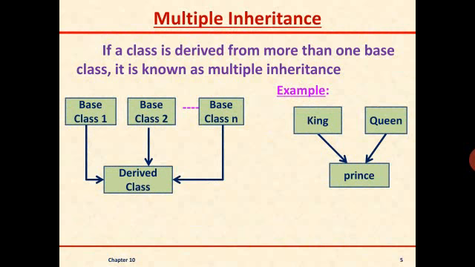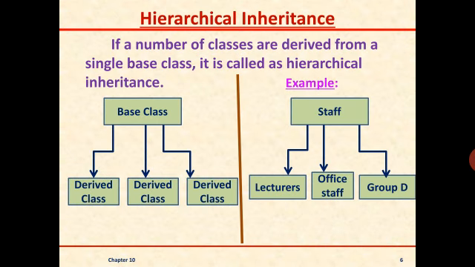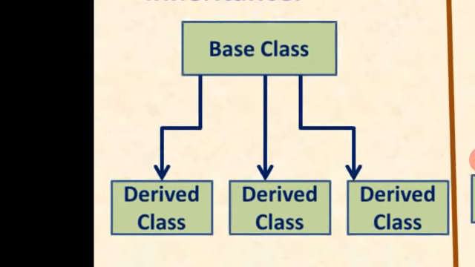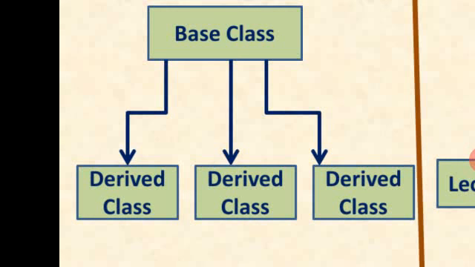Hierarchical inheritance. So what is hierarchical inheritance? If a number of classes are derived from a single base class, it is called hierarchical inheritance. Means here the base class will be only one, but we can create n number of derived classes. Then in that case we call it a hierarchical inheritance.